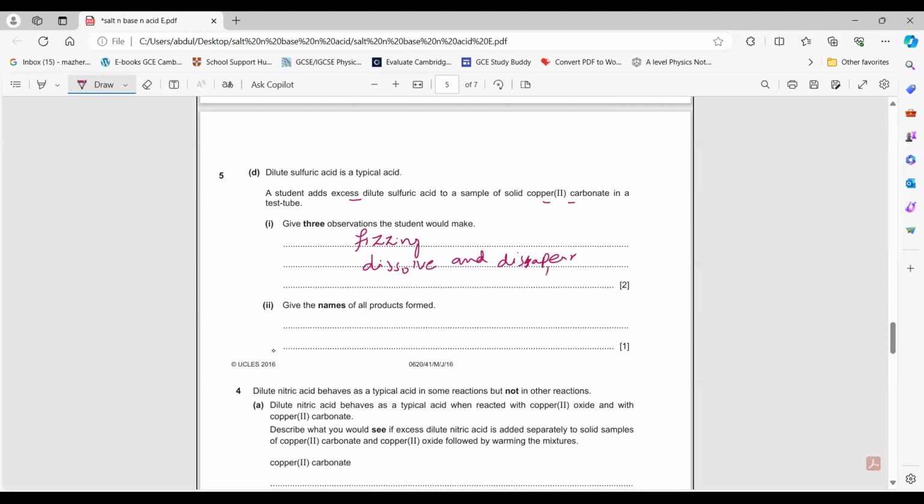Because it's soluble. Yes. And last में हमारे पास क्या होगा, solution turns blue. Because हमारे पास क्या बन जाएगा, copper sulfate.